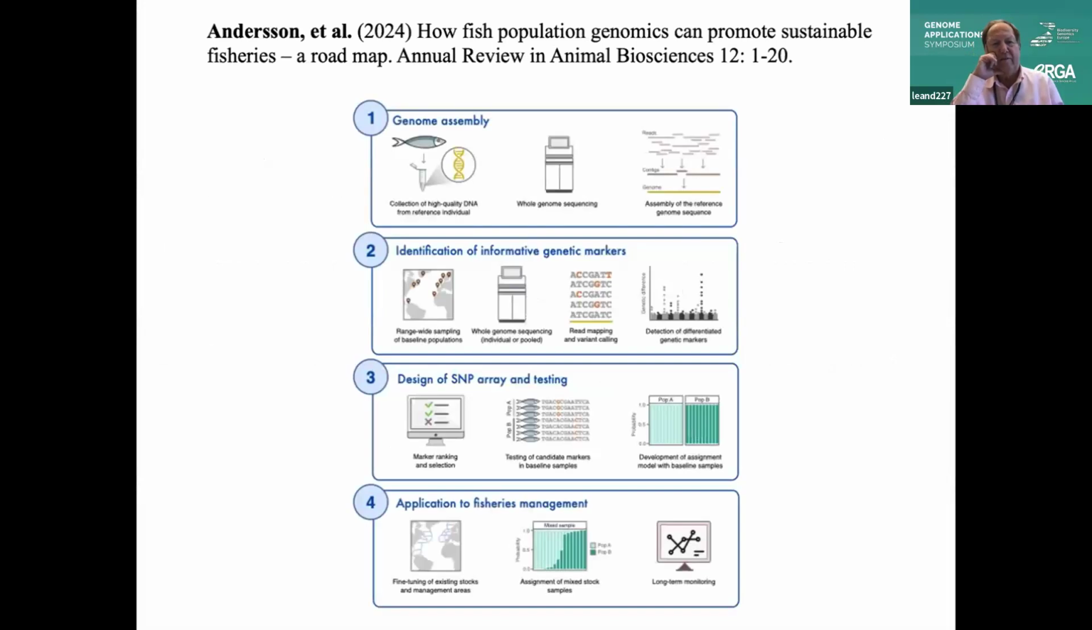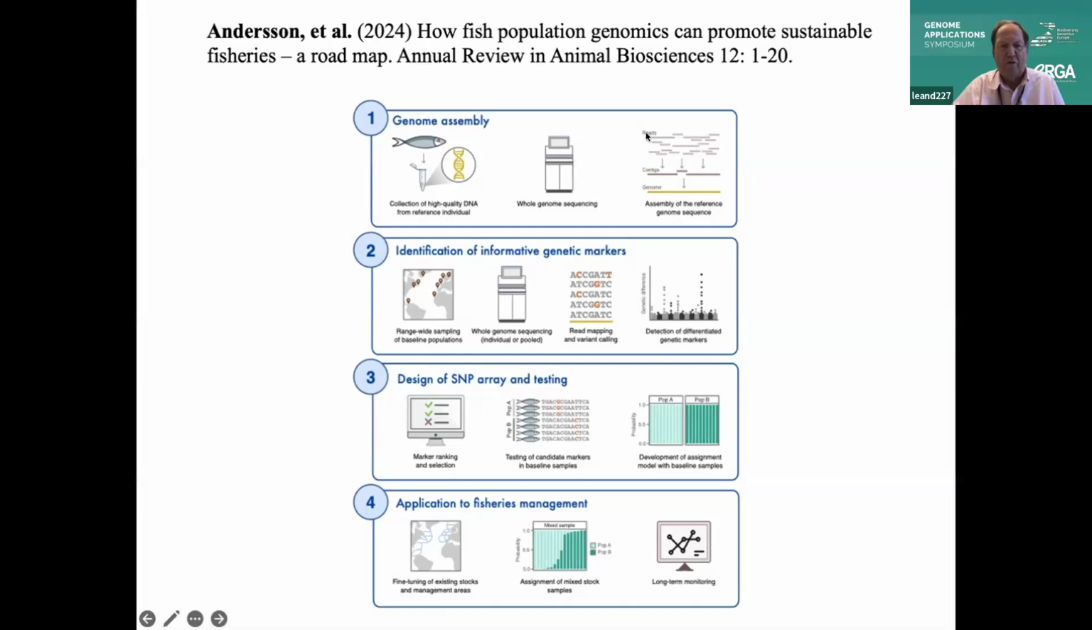Early this year, we published a review paper in Annual Review of Animal Biosciences, which we called a roadmap for how fish population genomics can promote sustainable fisheries. This is one of the figures in that review. One of the arguments there is about marine fishes. The fishes exploited by commercial fishing are abundant species, often with huge population sizes, which means there's very little genetic drift. There's often gene flow between subpopulations. That makes a strong argument to have a high quality assembly to really find the loci that are most important for differentiation between populations.